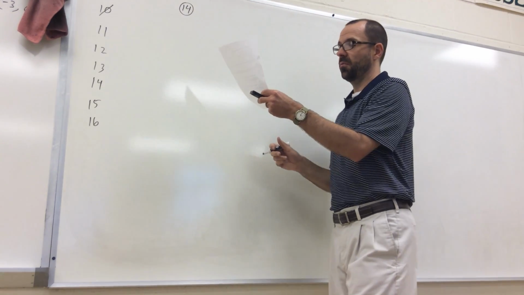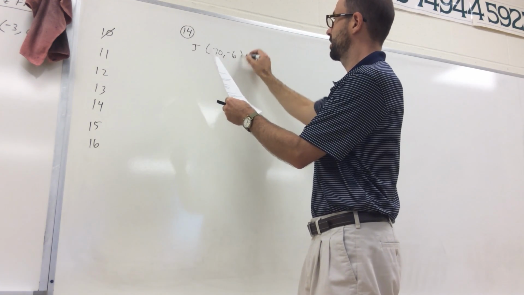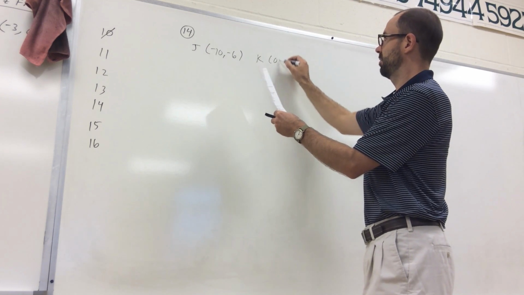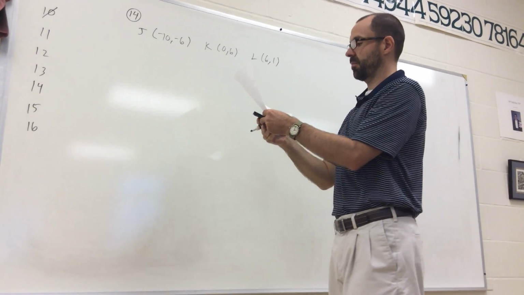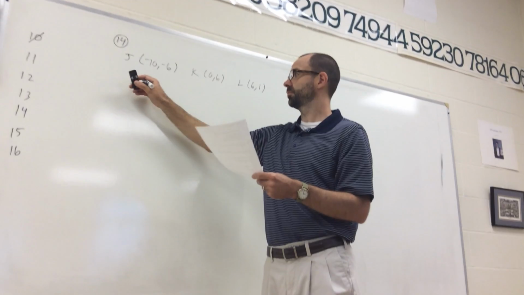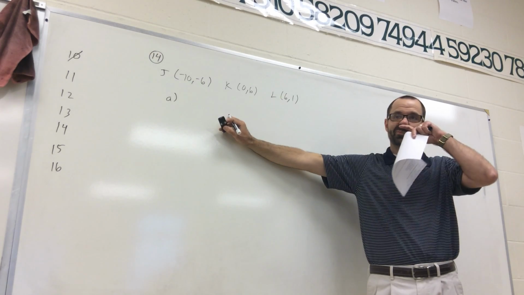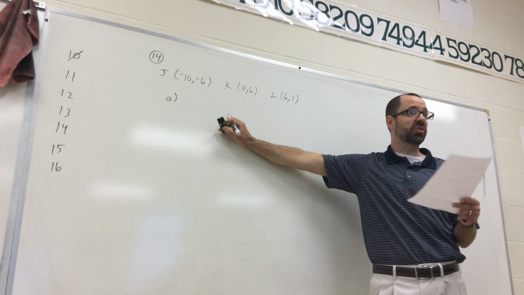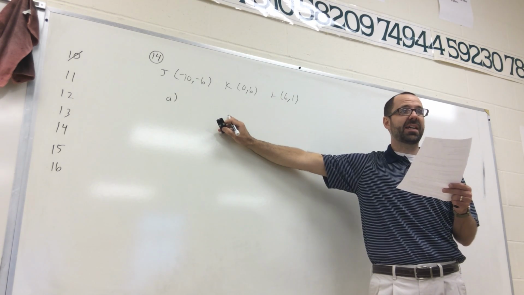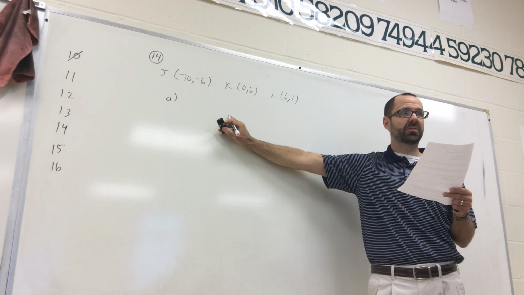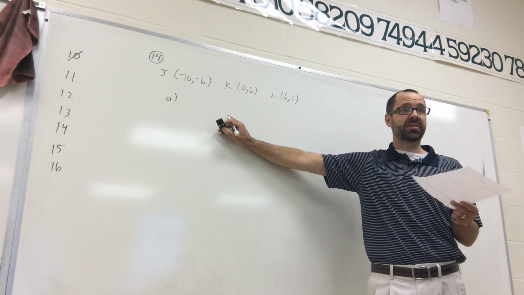Okay, so here's 14. 14 has 3 new points. J is negative 10, negative 6. K is 0, 6. And L is 6, 1. And the question says, by means of slope, so using the slope formula, show that triangle JKL is a right triangle. So they're saying that it is a right triangle, and they need you to verify that that's true.